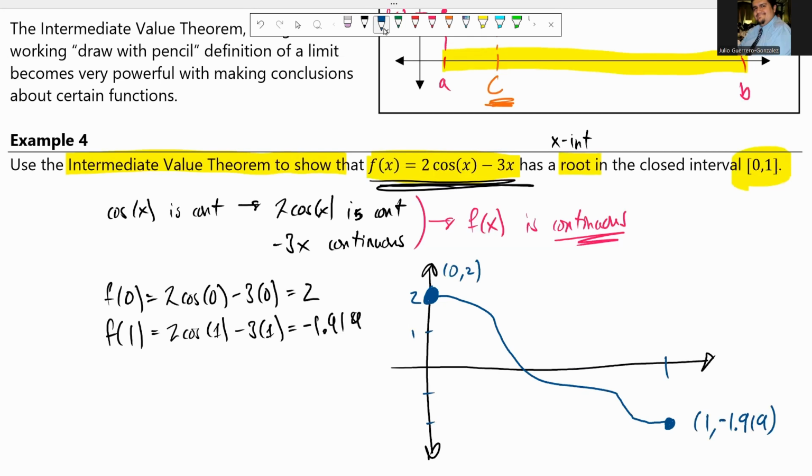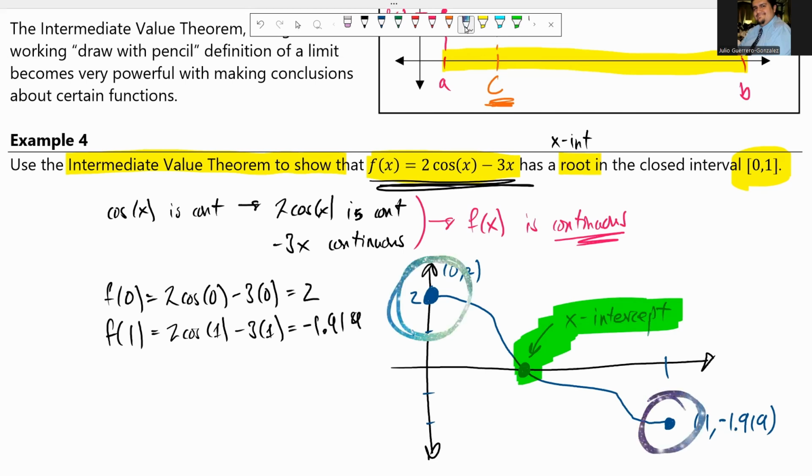Now, what I want everybody to see is this. We can't do that unless we cross the x-axis. That right there is the x-intercept, and that right there is our proof. We cannot draw a continuous function from this point up here to this point down here without crossing the x-axis. Hence, we must have a root. We must have an x-intercept.